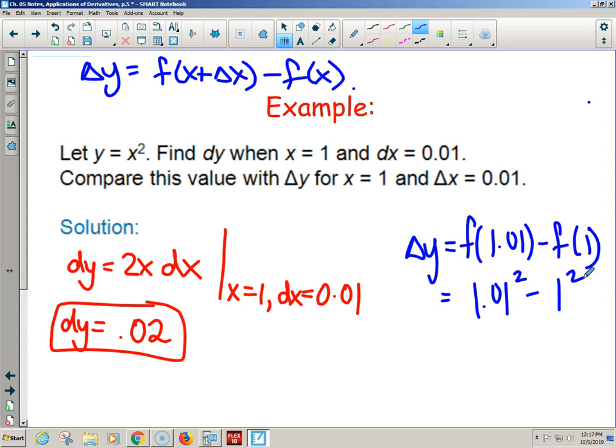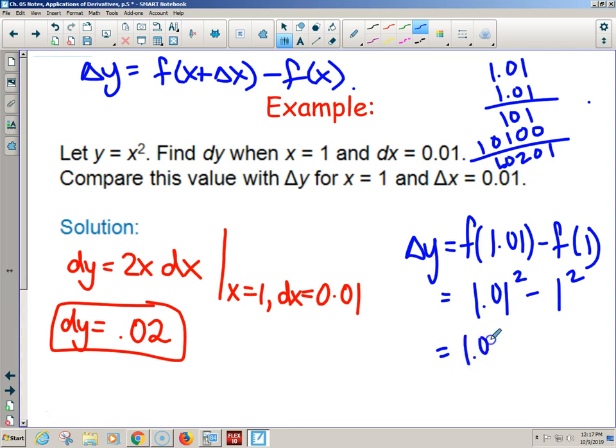Who's f of x? Oh, it's x squared. So they're looking for 1.01 squared minus 1 squared. Now, could we have done it by hand? Yeah, I suppose so. 1.01 times 1.01. So I have 101, and then I have 0, and then I have... How close were we? Pretty close. Yeah. Pretty close.